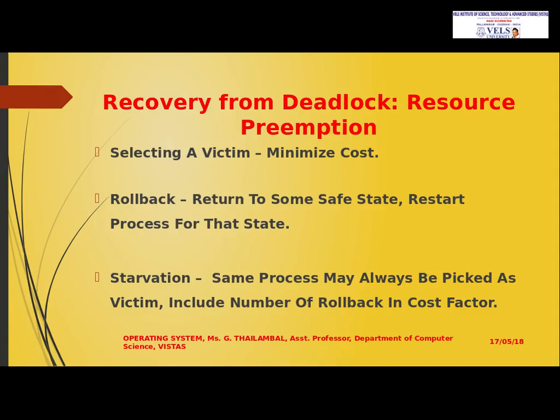And starvation. If you take the same process as a victim every time, definitely it is the concept of starvation. The same process is starving to complete its execution for a long time. So it leads to starvation. Instead, you use rollback. Rollback is the best method to avoid deadlock and also to make the system complete clearly. I think you would have understood what is meant by deadlock and how it can be prevented and how it can be avoided.